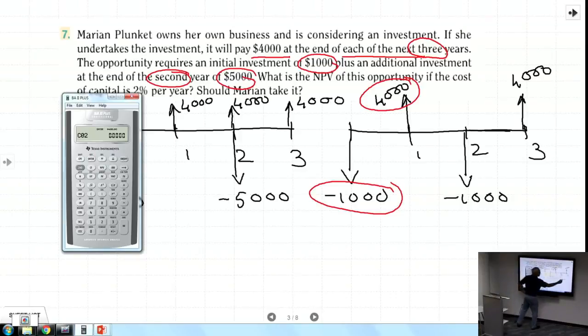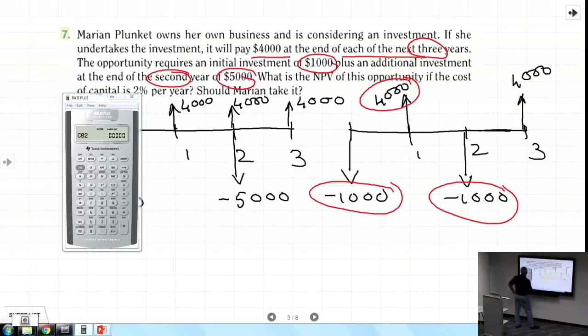C02 is again negative 1,000. So I have to enter that with the appropriate sign. 1,000, negative, enter. Down arrow. F02 will remain 1. C03 would be 4,000. Enter. And F03 will remain 1. So we have entered all of our cash flows in the calculator.